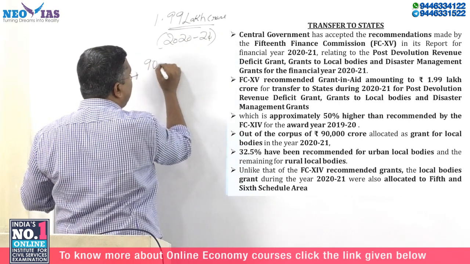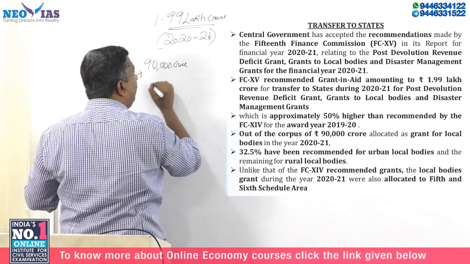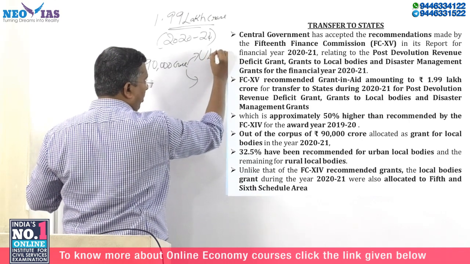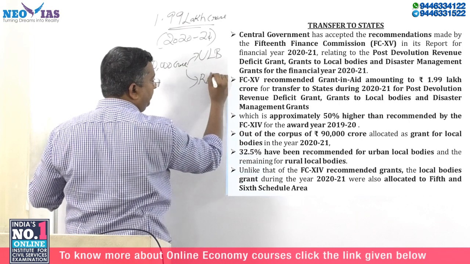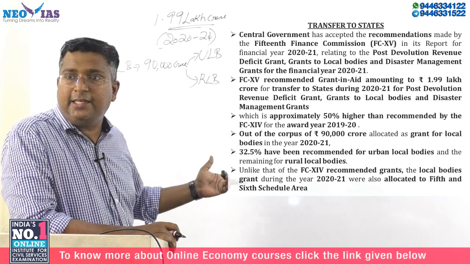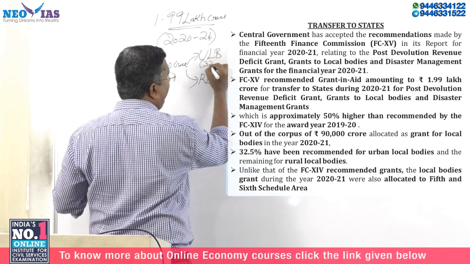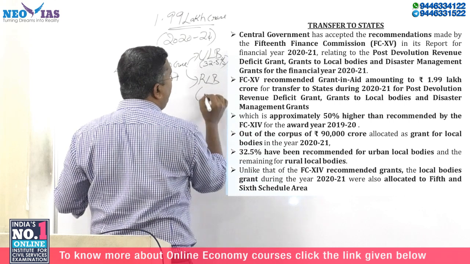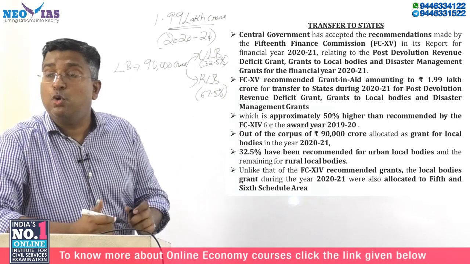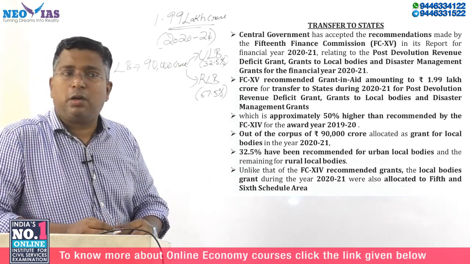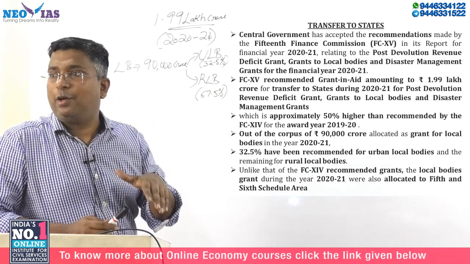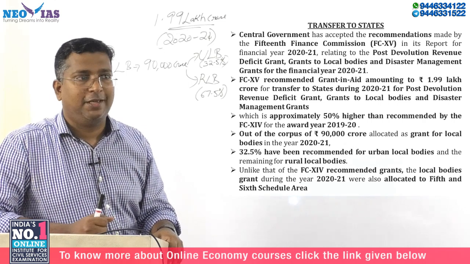Out of this 90,000 crore for local bodies, there are two local bodies, na? Urban local body and rural local body. Which body is getting the higher share? Rural is getting more. Urban is getting only 32.5. Remaining how much will it be? 67.5. Am I correct? Yes. So rural local bodies are getting more than urban local bodies. Why? In terms of area, India is more a rural country than an urban country. Population.